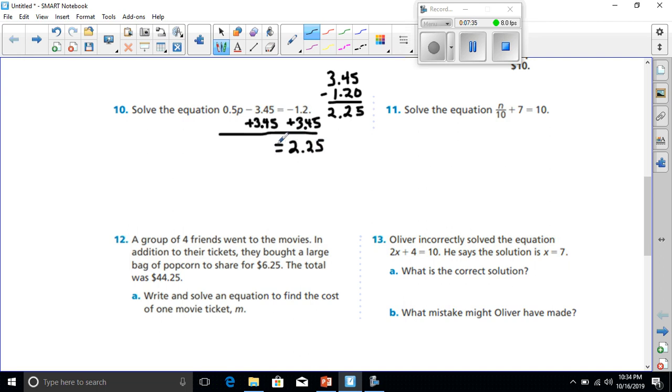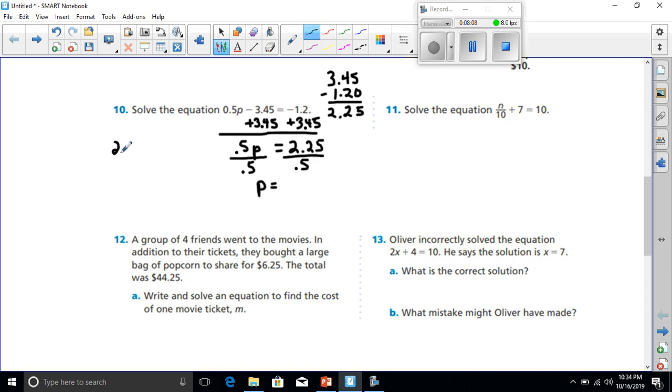So I know now that 0.5p, remember I have to bring down what's left up here. We already got rid of this. And now I have to say, how do I get rid of that 0.5 next to p so I can get p by itself? Well, I'm going to have to divide it by 0.5. And of course, whatever I divide from one side, I divide from the other. Now remember that every fraction is really a division problem. So I have to ask myself, what is 2.25 divided by 0.5?